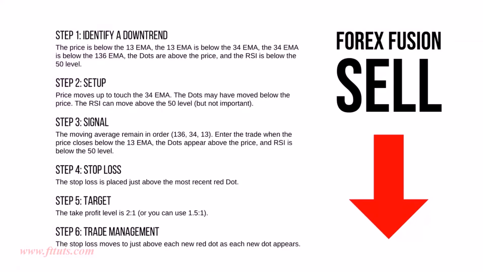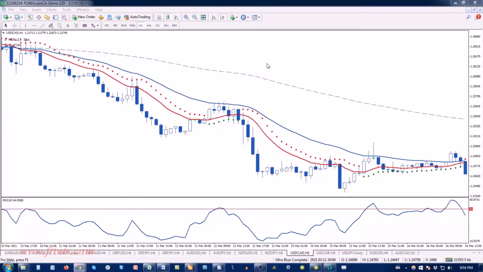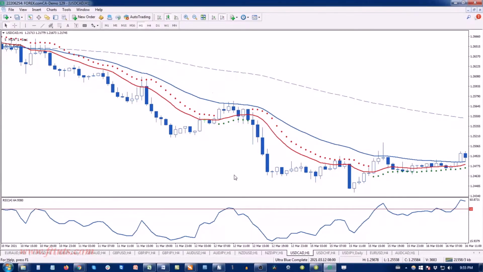Now again, the dots may never have moved up, and the RSI may never have crossed up. And if that's the case, then all we're looking for is the close below the 13 EMA, because the dots are already in order and the RSI is already in order. And then we're looking for the stop loss, which is going to be placed just above the most recent red dot. And the target, we're going for 1.5 to 1 or 2 to 1. And finally, the trade management is where the stop loss moves to just above each new red dot as each dot appears. So if I go back to the chart, what I'm looking at here is that perfect setup.